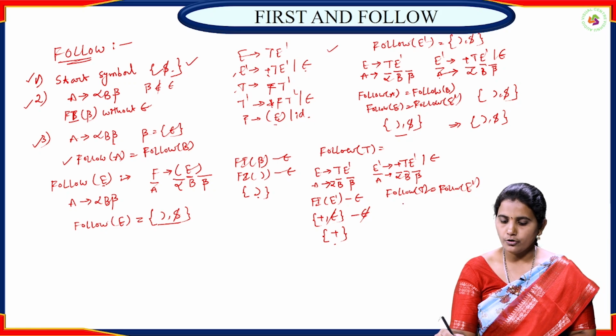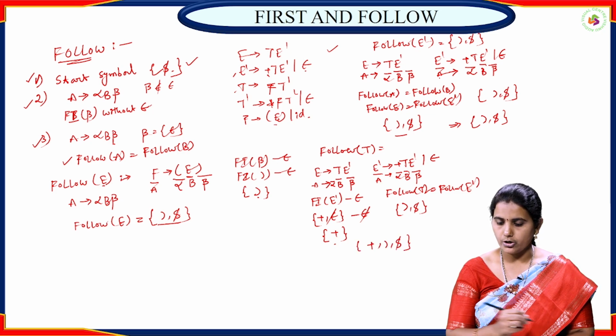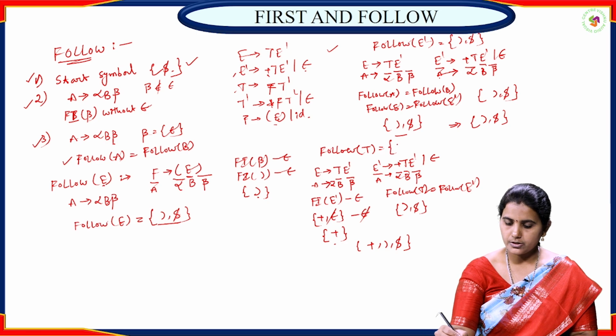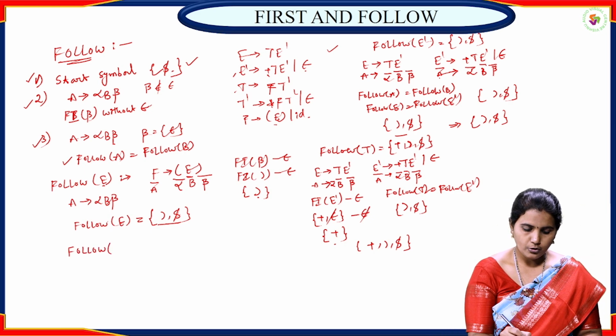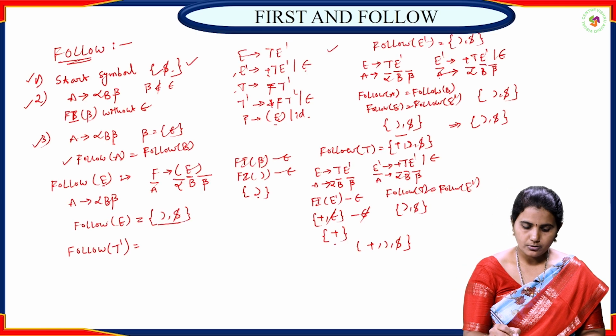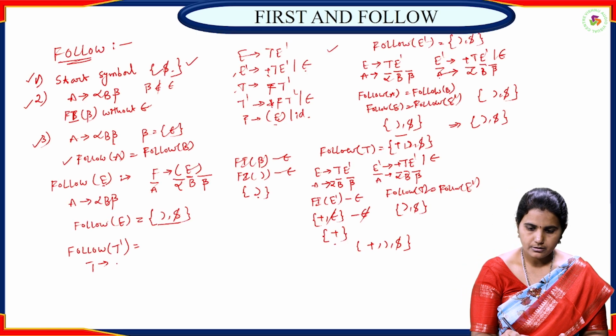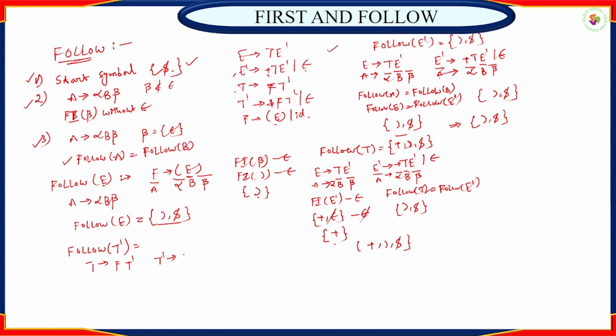Now, E dash consists of close brace comma dollar. Then your final output is plus comma close brace comma dollar. Then follow of T equals plus comma close brace comma dollar. Okay. Then go for the next one. Follow of T dash. Now T dash productions. Then go for T implies F T dash, and T dash implies star F T dash or epsilon.